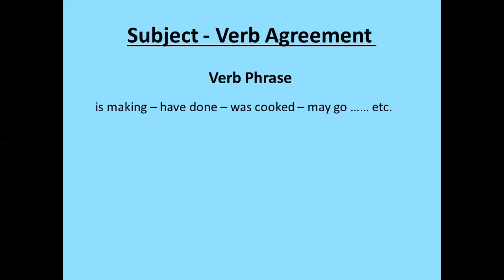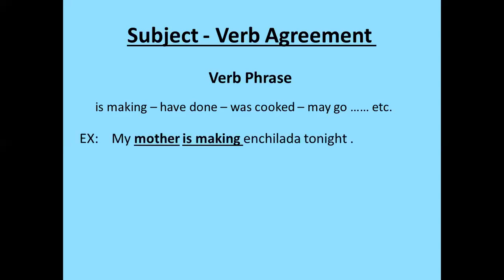As an example, for helping verbs, all the different forms of the verb to be, and also all the different forms of the verb to have: has, have, had, can, could, will, would, shall, should, may, might, and so on. So if you have a verb phrase in the sentence, which verb should agree in number with the subject? The helping verb or the main verb?